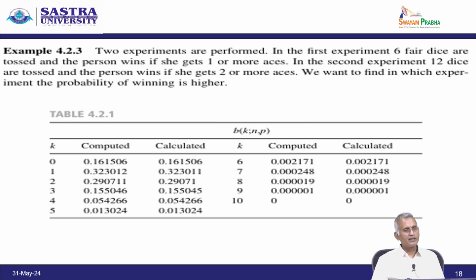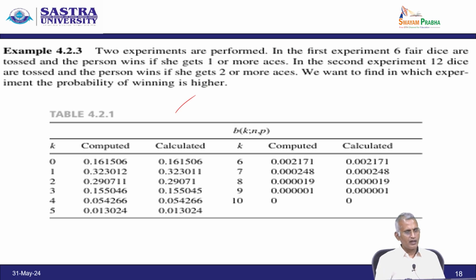Now, we have another example. Two experiments are performed. In the first experiment 6 dice are tossed and the person wins if she gets 1 or more aces. In the second experiment 12 dice are tossed and the person wins if she gets 2 or more aces. So, we want to find in which experiment the probability of winning is higher.